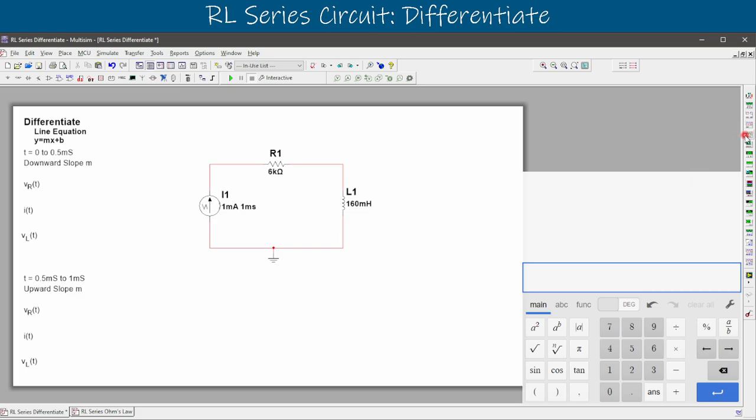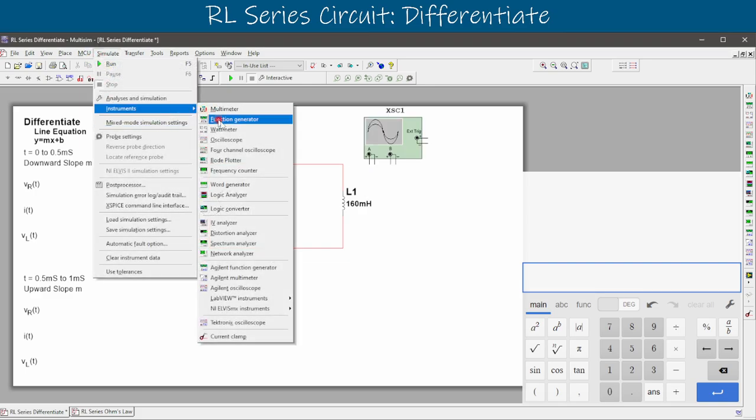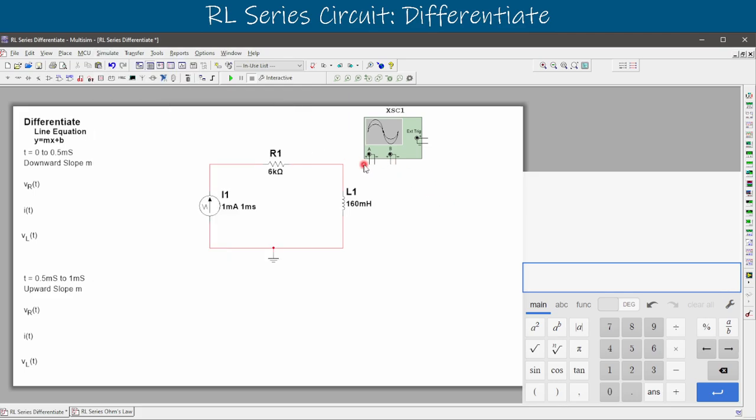So let's grab our oscilloscope. Our oscilloscope is the fourth one on the sidebar here. Pull that one out. You can also find it in your Simulate tab under Instruments, and that's the fourth one there as well. From here, we want to select channel A across our resistor, positive in front, negative in back, and same with our inductor: positive in front of our inductor on channel B and negative on the back of the inductor.